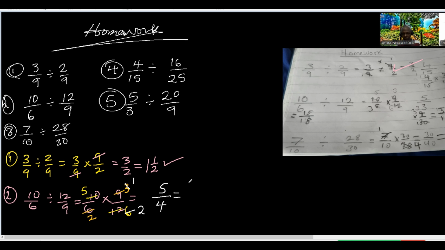So this is also improper fraction. How many 4 in 5? That's 1, remainder 1 over 4. Okay?